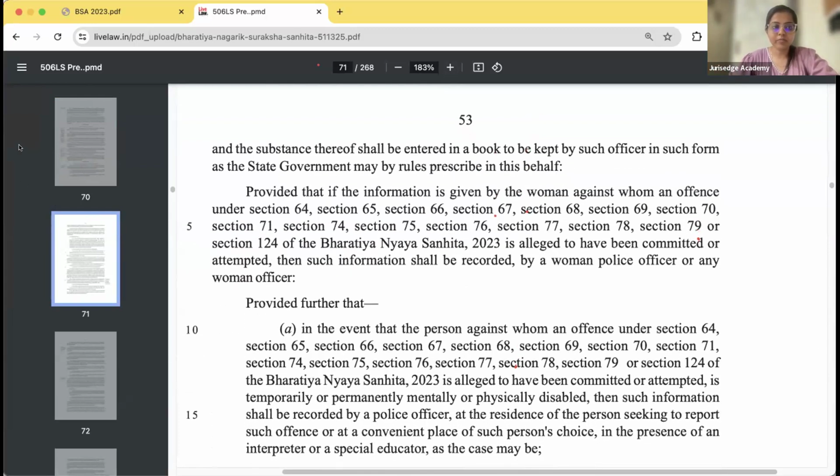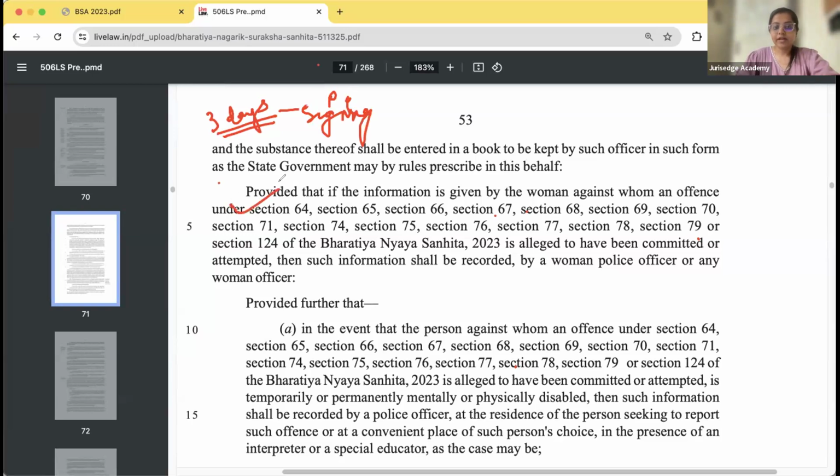The only important provisions for FIR were that the removal of jurisdiction is there, and 3 days for electronic communication, signing of the FIR, and every FIR should be signed by the informant. Then only it will be a valid FIR.